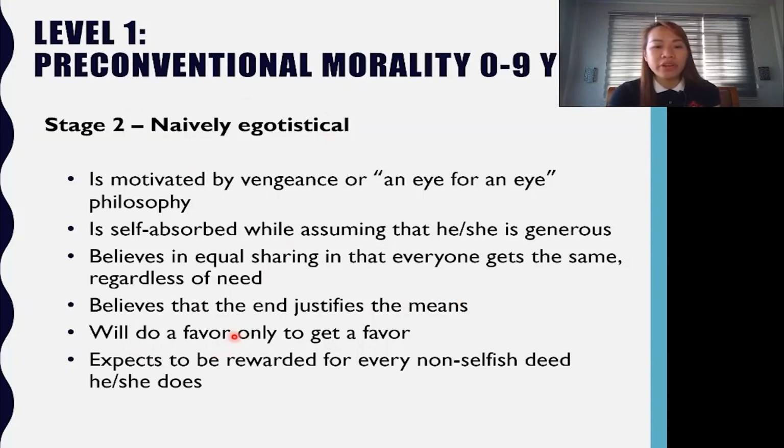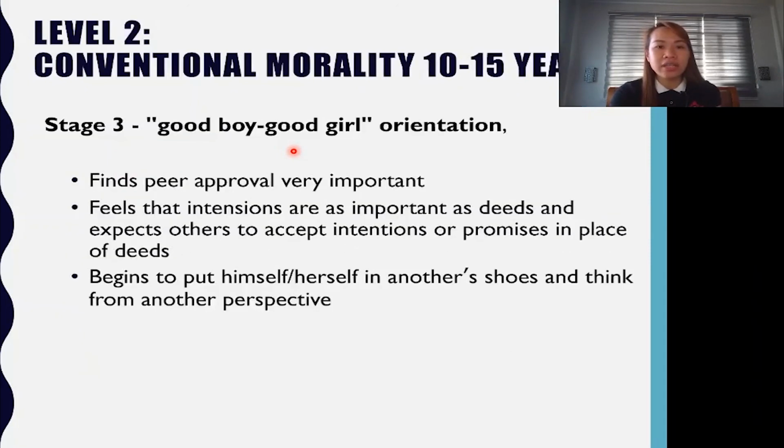They will do a favor only if they can get one in return. And they expect na meron silang reward for every non-selfish deed that he or she does. So, that is stage 2 or naively egotistical, sorry. So, now let's move on to conventional morality. So, this is expected at 10 to 15 years of age. So, stage 3, meron silang good boy or good girl orientation, meaning they find that approval from peers, especially from peers, are very important. Pag nagustuhan sila ng mga kaibigan nila, then yun ang naging basis nila of morality.